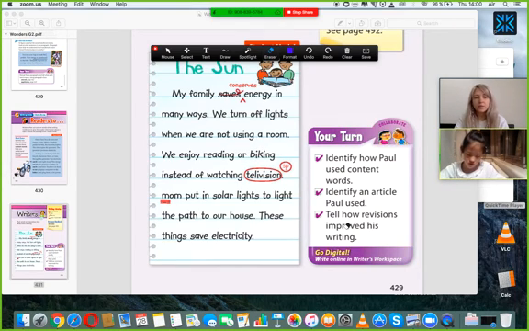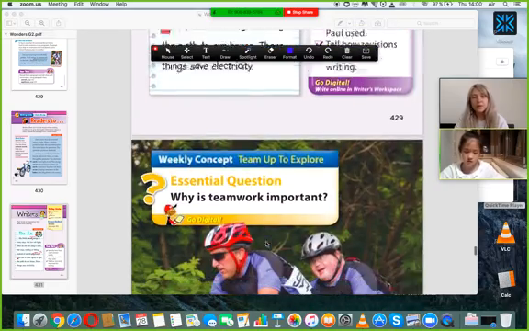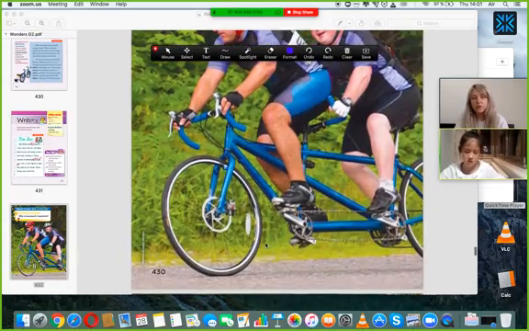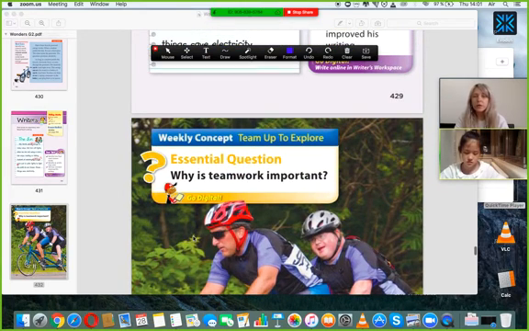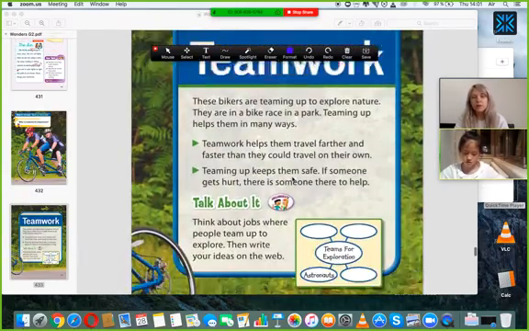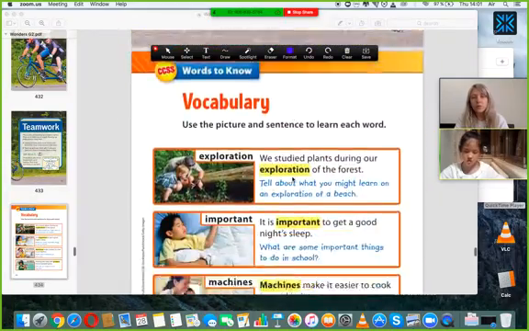So the revisions improved the text because now we can understand it better. And everything is written correctly. Is it right? Yeah. Alright, so next time we'll continue with the next page 430. So at home try to think about the question, why is teamwork important? And next time we'll continue with the topic teamwork.